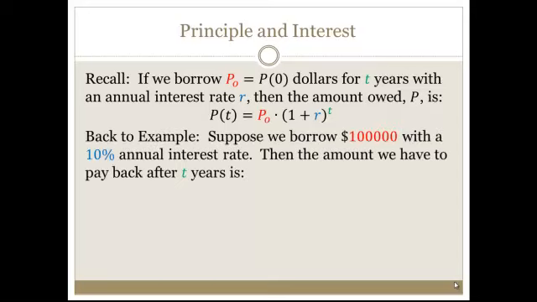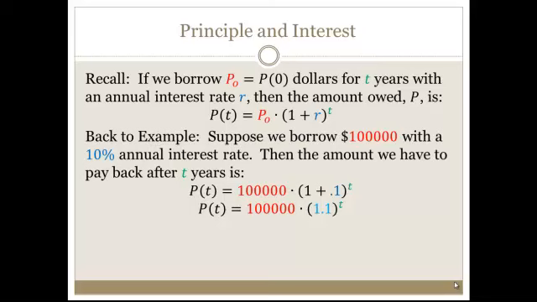In our example, we borrowed $100,000 with a 10% annual interest rate. Then the amount we have to pay back after T years we found to be P of T equals 100,000 times 1 plus 0.1 to the T, or P of T equals 100,000 times 1.1 to the T.